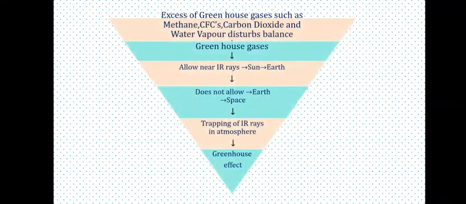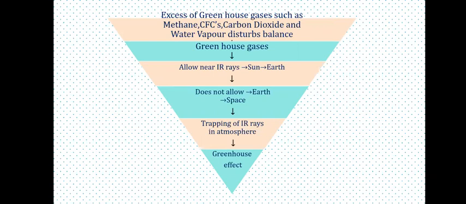Now, there is an excess of greenhouse gases which is going to disturb this balance. The four major culprits, the four major greenhouse gases, as you can see, are methane, the CFCs, which are called chlorofluorocarbons, carbon dioxide, and water vapor. These are the four main greenhouse gases which are going to disturb this balance, and those are called greenhouse gases. And how exactly they play a role, I'll try to explain.